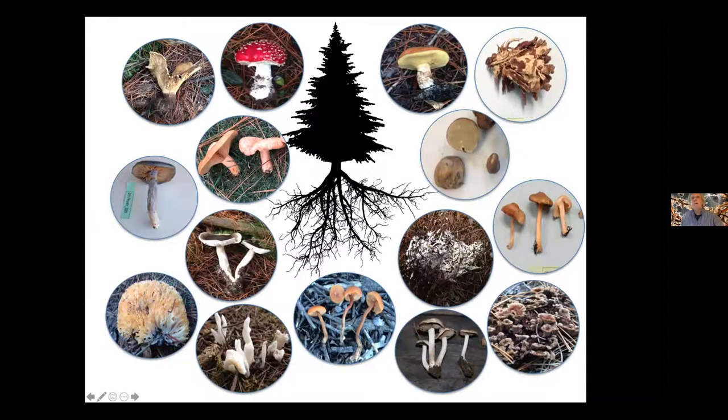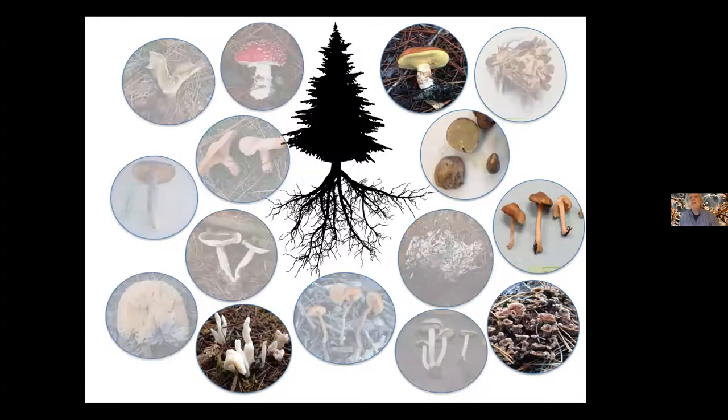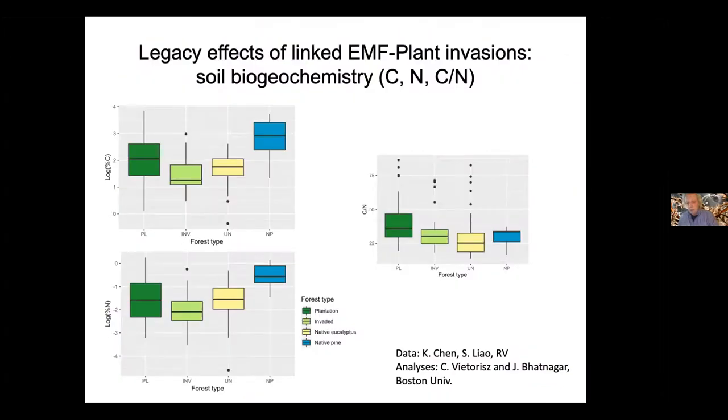We have a scenario where a single pine tree can be associated with dozens of different mycorrhizal fungi. But what we find in actuality is that it's just a handful of these fungi that seem to be consistently able to associate with exotic pines and invading pines. And so one sort of begging question is, what are the traits of these fungi? And I'll just throw out a quick teaser here.